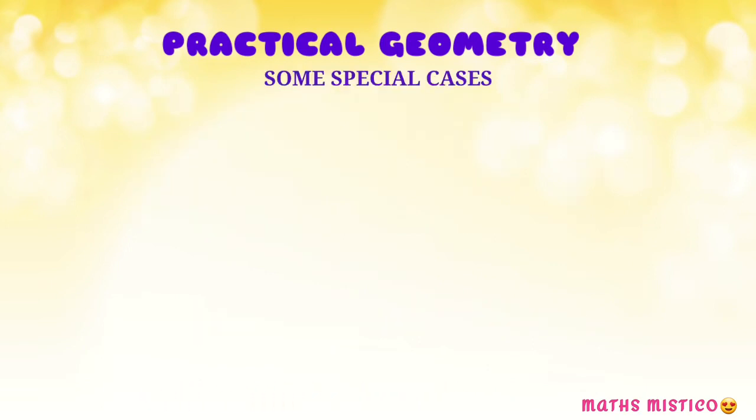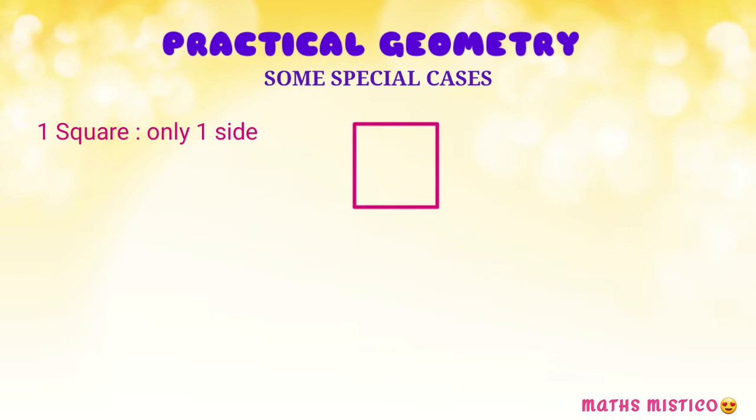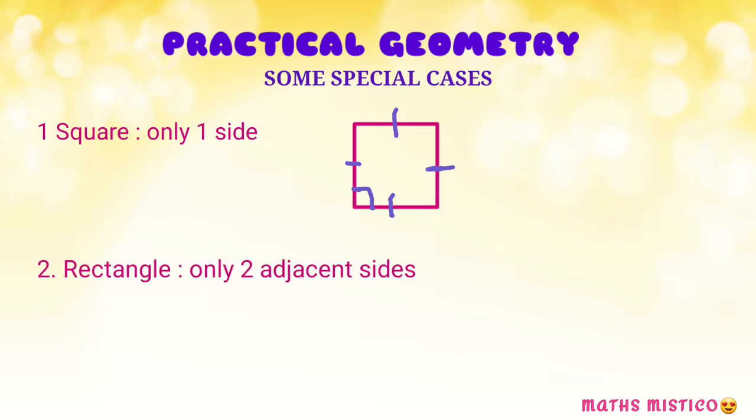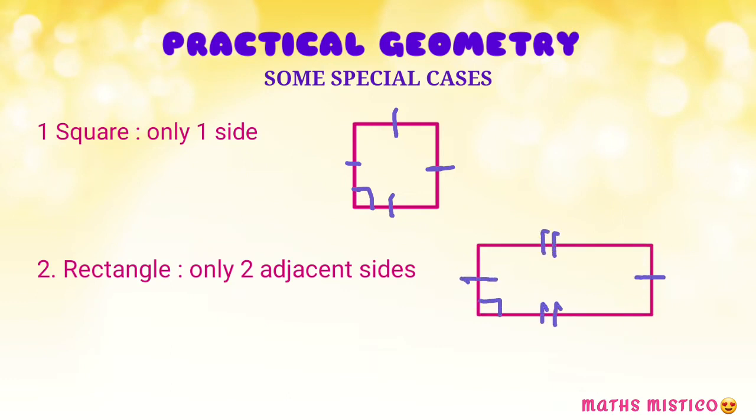Today we are going to consider some special cases. Let us first discuss how many dimensions are required for those cases. For a square, we need only one side. Why? Because we know that all the sides are equal and all the angles are of 90 degrees. So just by knowing one side, we come to know all the dimensions and we can use them to construct the square.